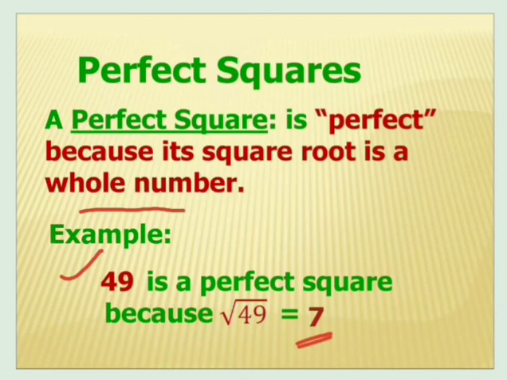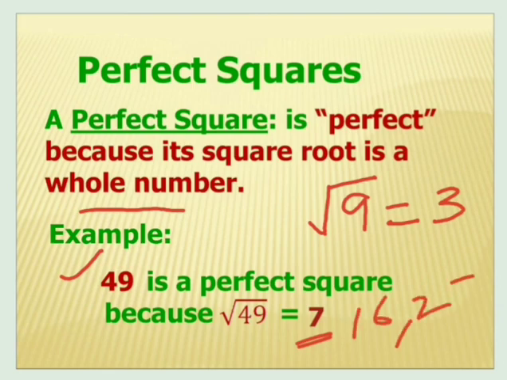Take the example of 9 also. When you take 9 as an example, then the square root of 9 is equal to 3. So 9 is also known as a perfect square. Similarly, some more examples are 16, 25, 64, etc.